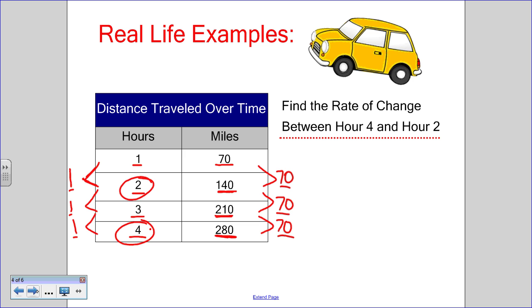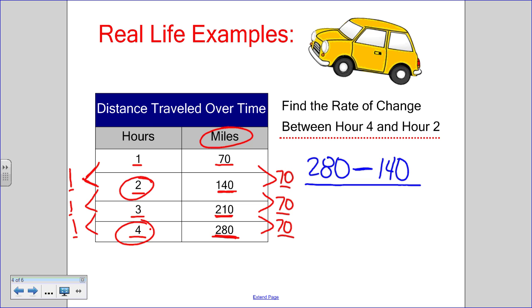Well, if we look at hour 4, our y values are representing the miles our car has traveled. So for the 4th hour, we see that it's traveled a distance of 280 miles. Now we wanted to find the difference, so we need to use subtraction to see how far it's traveled since the 2nd hour, which was 140 miles.